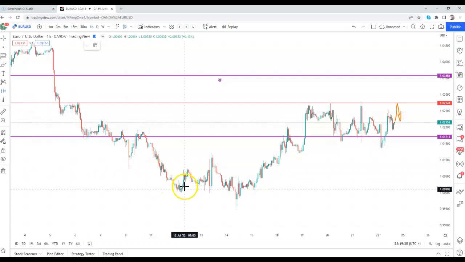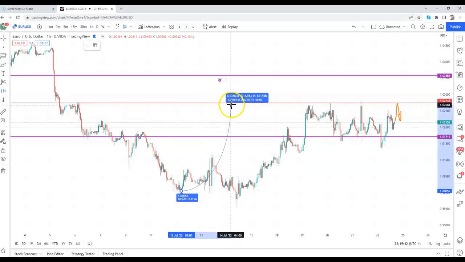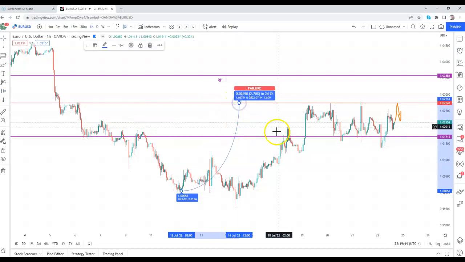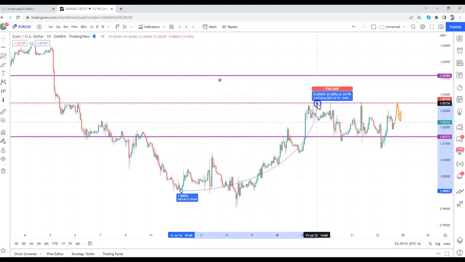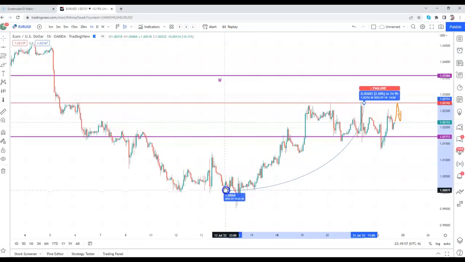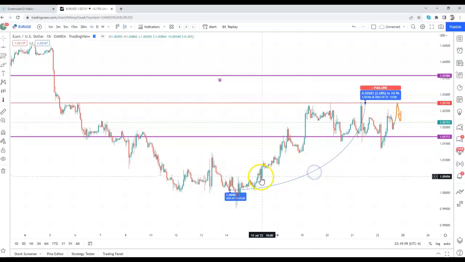If you want to forecast, if you are entering the market here and you're taking a profit up here, you want to see what that looks like or what that's going to be. That's going to be a 2.7% increase, and as you can see, it did happen. I don't know why it says failure, but it did happen. So that's that.